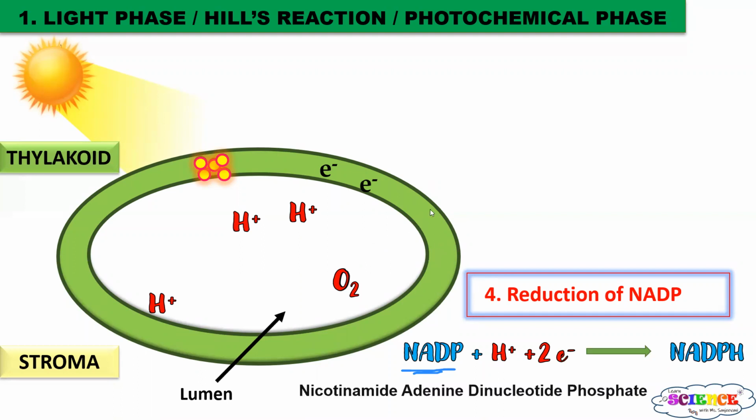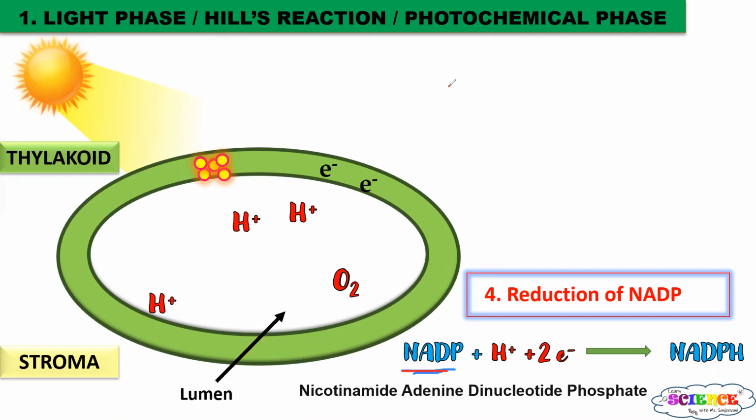Also electrons are absorbed. So one hydrogen ion and two electrons will be absorbed to produce NADPH. NADPH is reduced NADP, and the full form of NADP is nicotinamide adenine dinucleotide phosphate. It is very important for you to remember because they can ask the full form of ADP, ATP, NADP, NADPH. ADP is adenosine diphosphate. ATP is adenosine triphosphate. NADP is nicotinamide adenine dinucleotide phosphate.